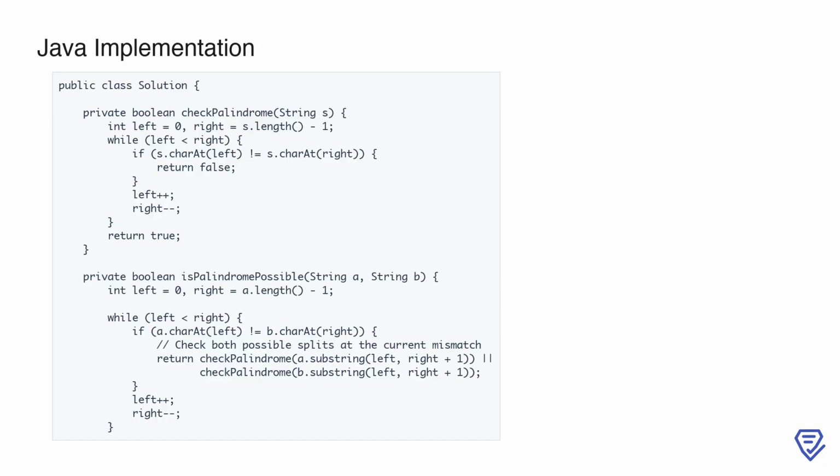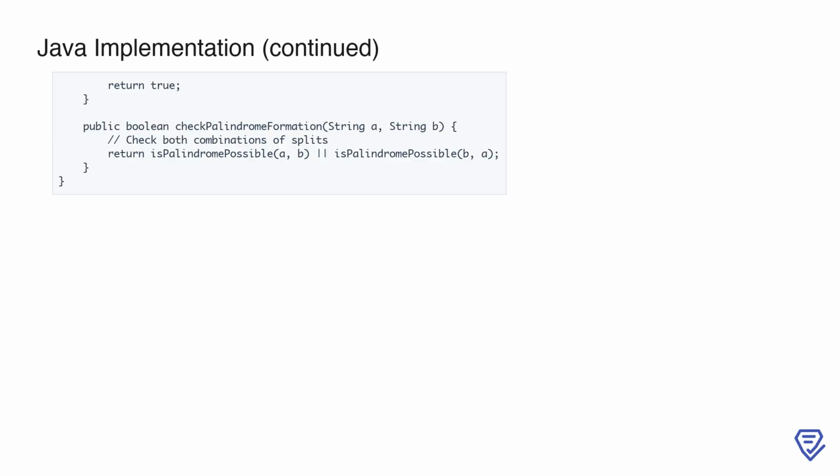Next, we have another helper method, isPalindromePossible, which takes two strings, A and B, as inputs. This method uses a two-pointer approach again, with left starting at the beginning of both strings, and right starting at the end. As the pointers move, if a mismatch is encountered between A.charAt(left) and B.charAt(right), it checks whether the substring from the current position in either A or B forms a palindrome. This is achieved by calling the checkPalindrome method on the respective substrings. If either case results in a palindrome, the method returns true. If no mismatches are found during the traversal, isPalindromePossible finally returns true, indicating that it's possible to form a palindrome by combining the two strings.